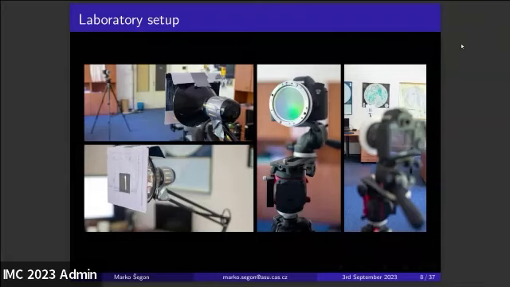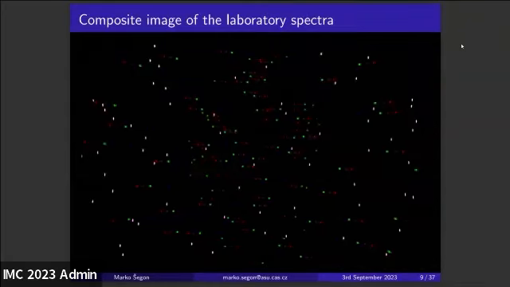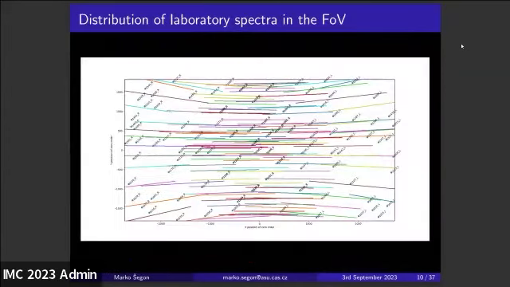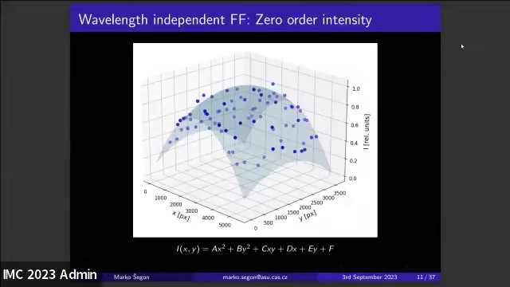Now, once you've taken all the images, this is what it looks like, just a composite image of all of them plotted on one image. And once you analyze this and plot the positions, this is basically just to check that we're determining the positions of the spectra correctly, because we will need them.